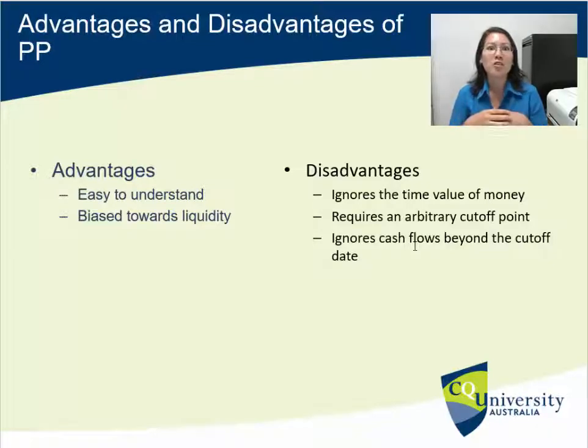$1 today is also certain, $1 tomorrow is uncertain. So it ignores that time value of money. It requires some sort of cutoff point, that preset limit. So what is acceptable? It's arguable whether or not that's actually a good decision criterion.